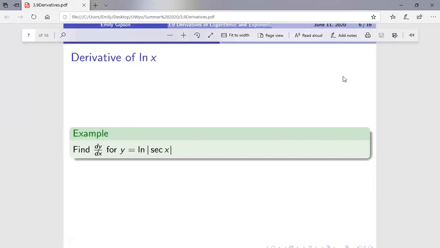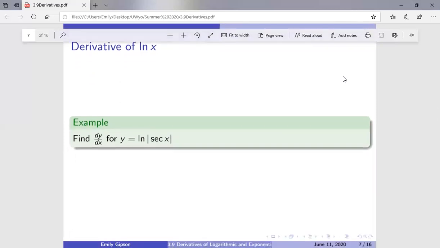So let's try something a little bit more challenging. Now, instead of just x or 4x or some polynomial, we've got a function, secant of x. Secant can have positive and negative values, so we're just going to take the absolute value. So find dy dx for y equals the natural log of the absolute value of secant of x. So go ahead and try this. I believe in your ability to at least set this up, and then come back and meet me and see how far you've gotten.